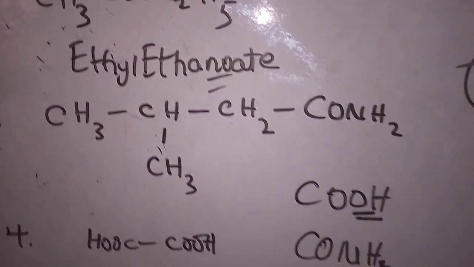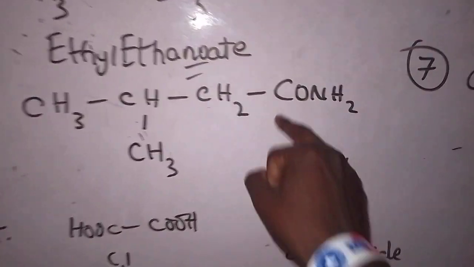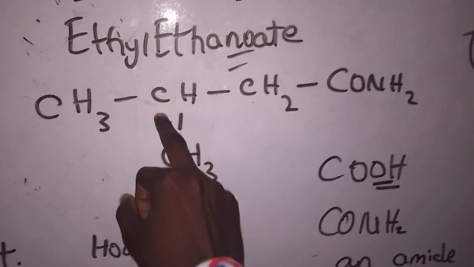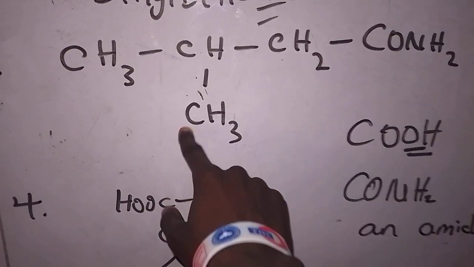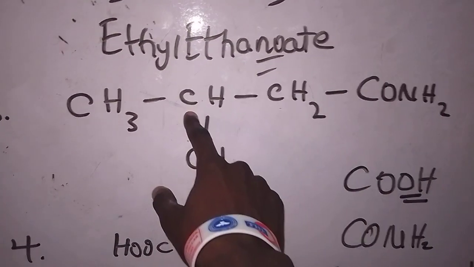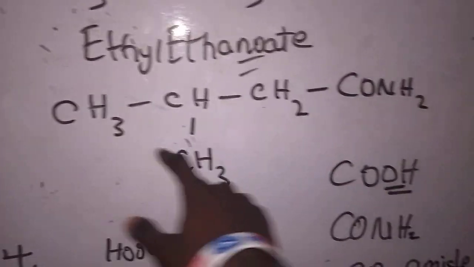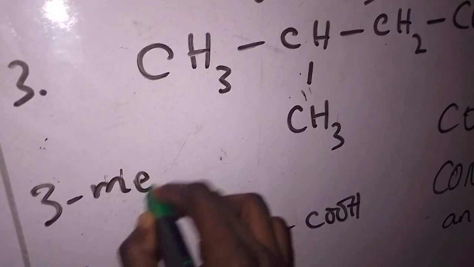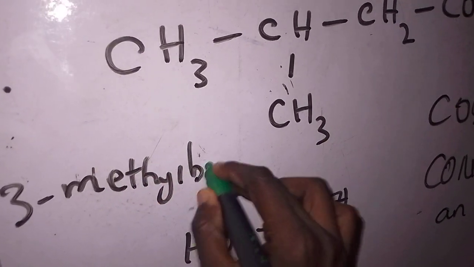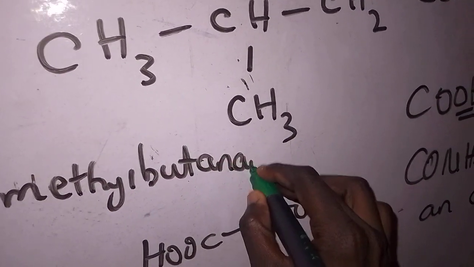Now I want to give the IUPAC nomenclature for number 3. You can see it in questions, WAEC, NECO, or JAMB. So this is 1, 2, 3. On the third carbon atom, I have methyl. This is methyl, CH3. So this is 3-methyl, 1, 2, 3, 4, butanamide. Let me write it for us to see. This is 3-methylbutanamide.